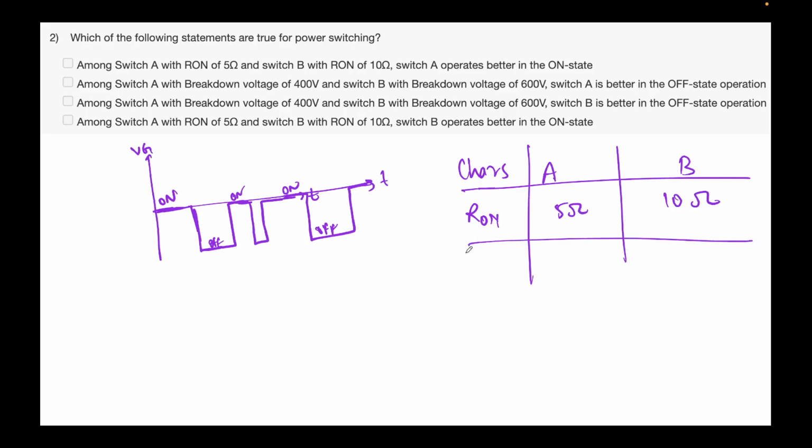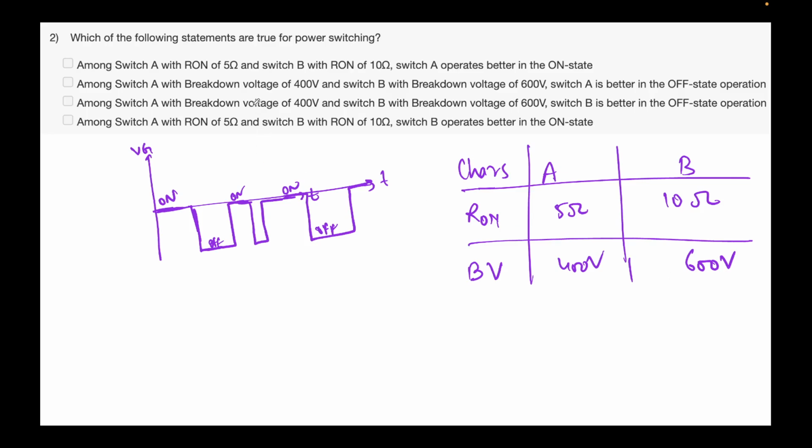In the off state, please remember, the concept related to leakage current is the breakdown voltage. So breakdown voltage is for device A 400 volts, and for device B it's 600 volts. So now we have to see which device works better.